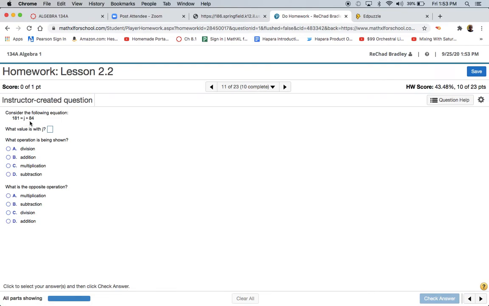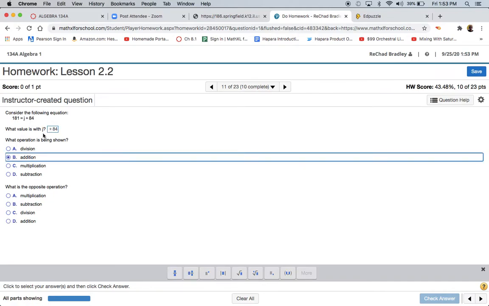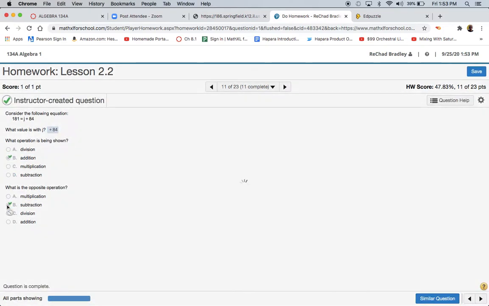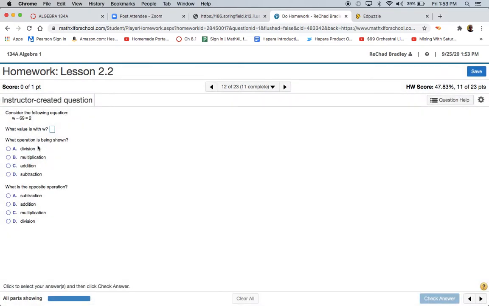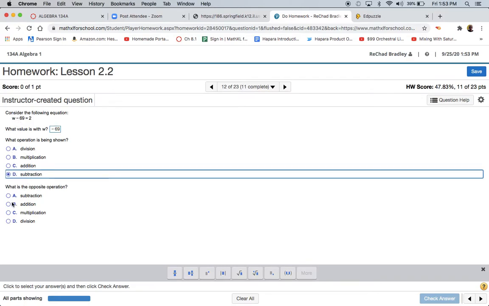The value with j in this case is a positive 84. The operation being shown here is addition. The opposite of addition is subtraction. The value with w here is a negative 69. The operation, because that's a minus, is subtraction. The opposite of subtraction is addition.